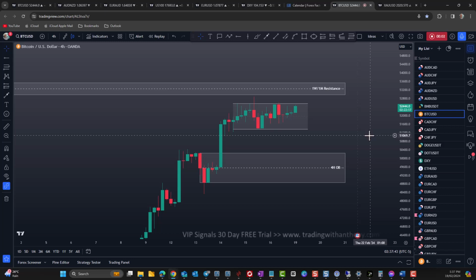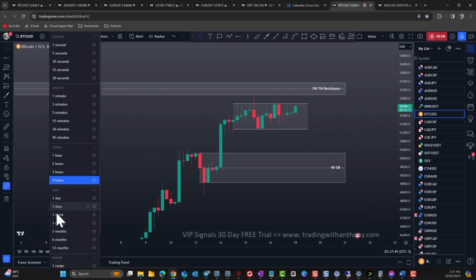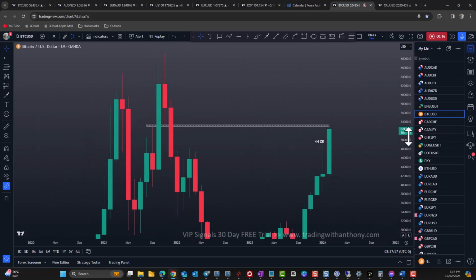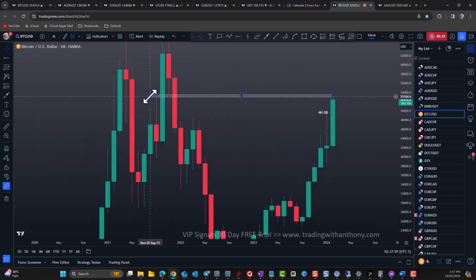Traders, we're looking at Bitcoin paired with the US dollar on a 4-hour time frame. What I'm going to do is quickly run out to the monthly and we'll do a top down, 1 month time frame. We have this resistance. Okay, if we look back, see this high, this low. So I've basically just picked up the range between these two levels, pulled it across.